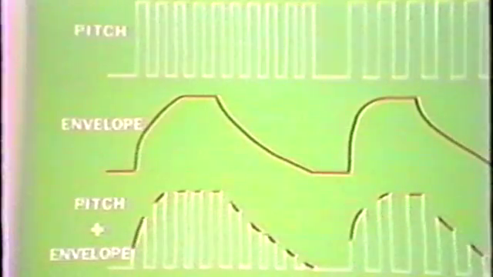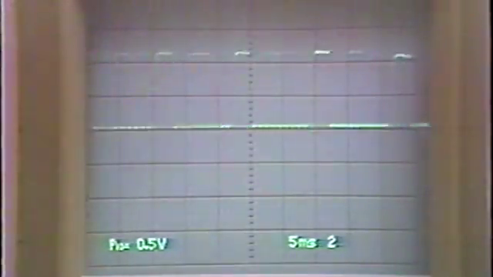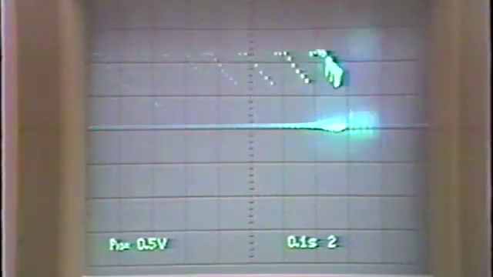First, the bass sound. The bass sound is created by mixing pitch and envelope signals. The pitch signals are output by terminal O38 of the CPU, and the envelope signals are output by terminal O44. The envelope signal from the CPU has a square waveform, but a smooth rise and fall are obtained by the charging and discharging of capacitor C. This is the bass signal. The envelope can be seen by delaying the sweep time.